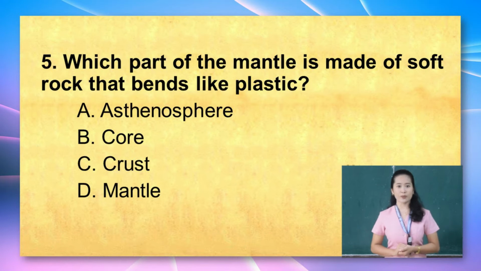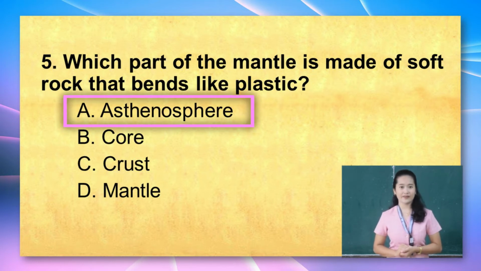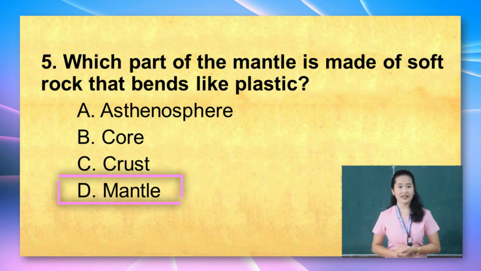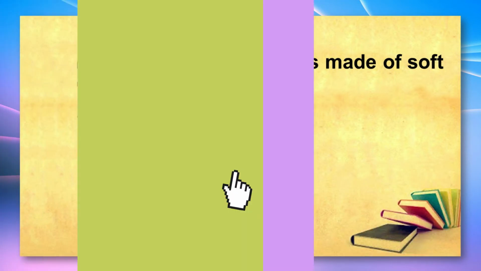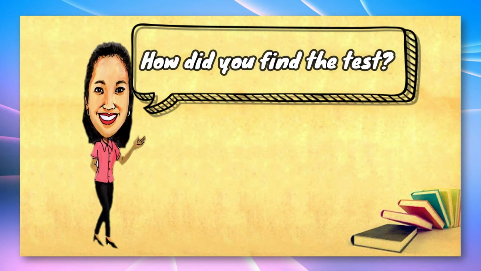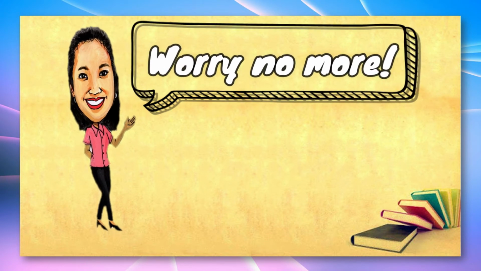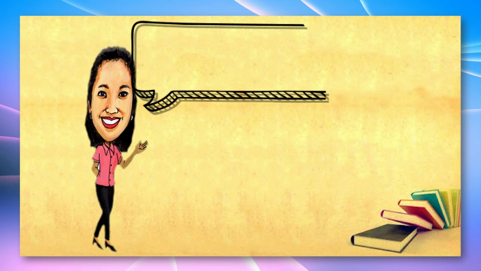5. Which part of the mantle is made of soft rock that bends like plastic? A. Asthenosphere. B. Core. C. Crust. D. Mantle. How did you find the test? Did you find it difficult? Worry no more, for you will learn as we go along in this video lesson.